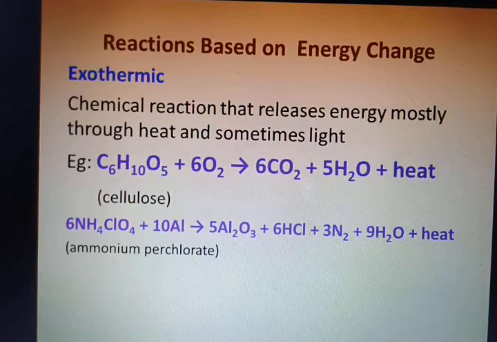The next reaction, if you see, is ammonium perchlorate, NH4ClO4. When it reacts with aluminium, it forms alumina plus hydrogen chloride gas, nitrogen, and water vapor, and a lot of heat. This reaction is common with rockets. So these are exothermic reactions.